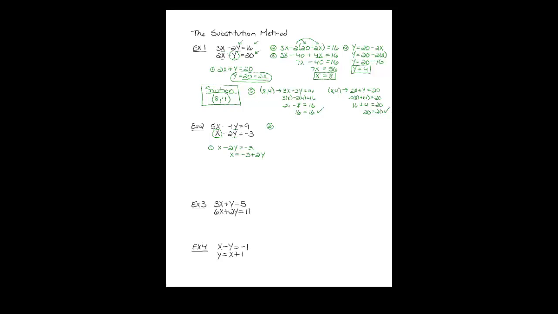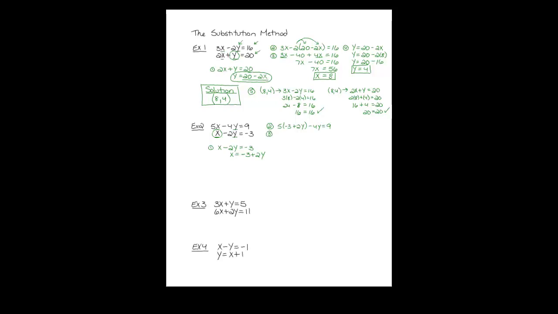Step 2, in the equation you did not use for step 1, plug that expression in for the variable. So here we have 5 replacing x with negative 3 plus 2y minus 4y equals 9.